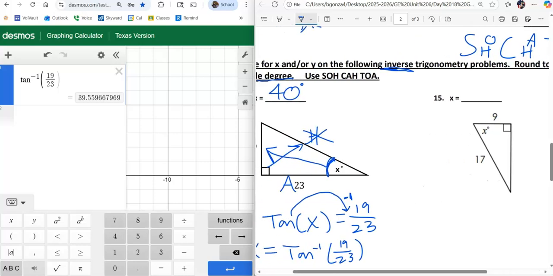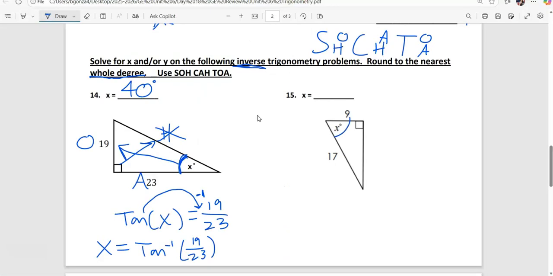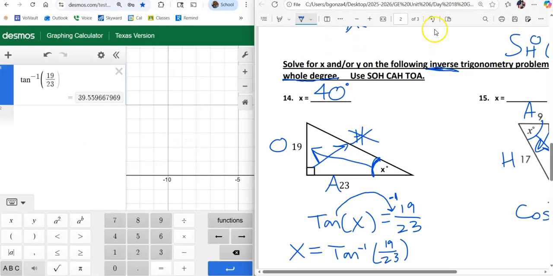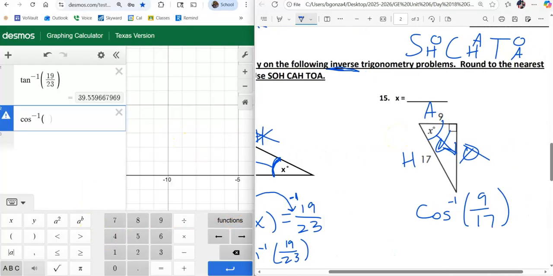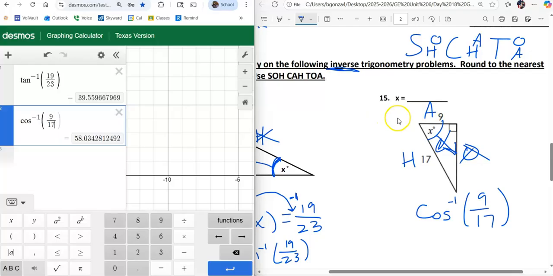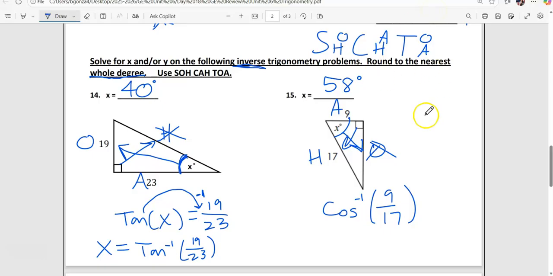Over here, same idea. Label O, opposite is H, leftover is A. Cross out that O. And if you want to just cut to the chase, you got a missing angle. AH is cosine. You can just straight up say inverse because you have a missing angle. A over H is 9 over 17. And once again, functions, cosine inverse, and it is 9 over 17. 58.0 rounds to 58 degrees. Don't forget degrees because we're talking about angles, okay? A couple more.